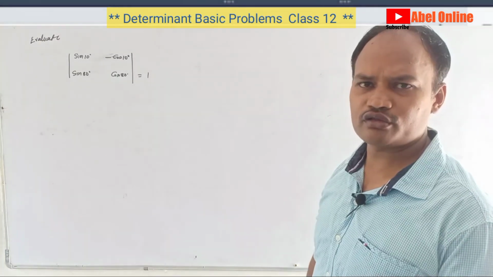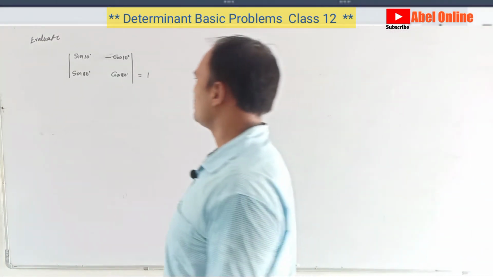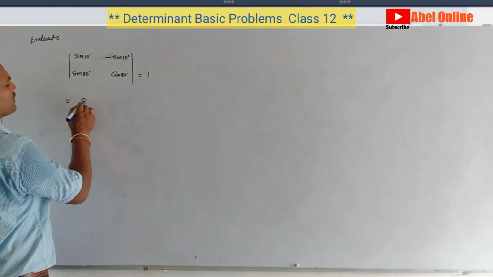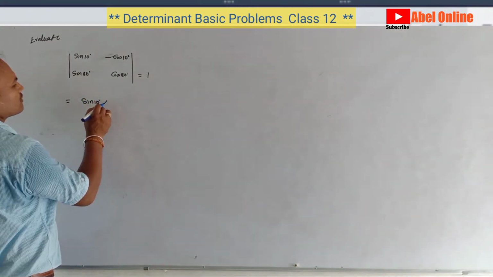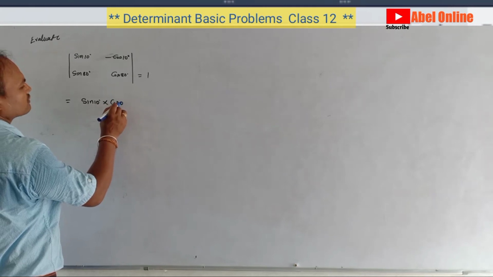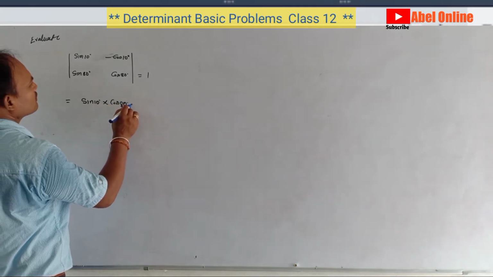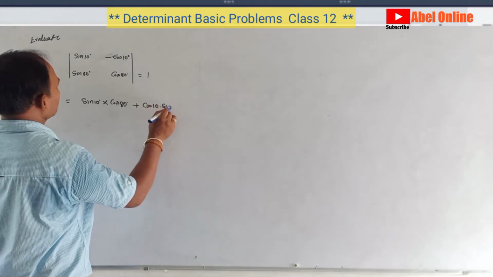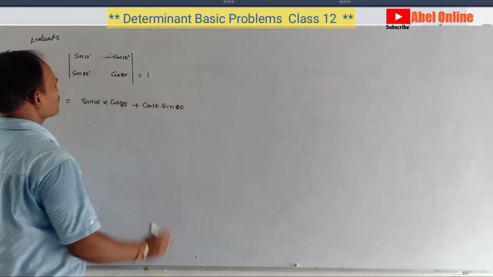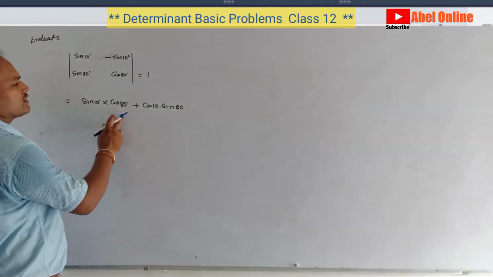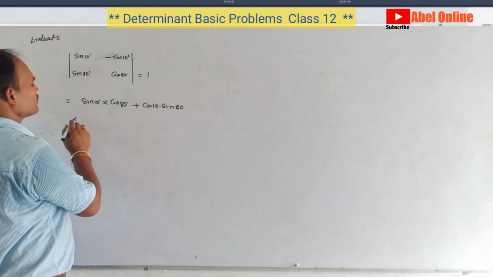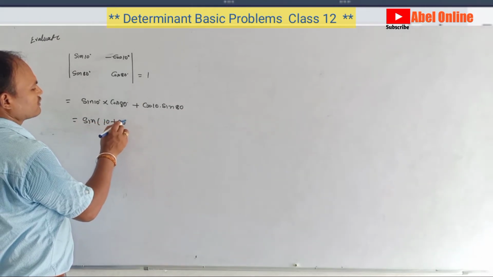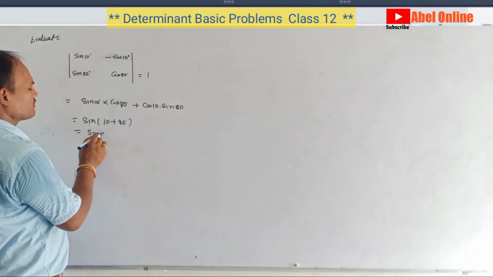It is very simple to solve this question. How? We just multiply to each other. Sin 10 multiplied by cos 80 plus cos 10 multiplied by sin 80. So students, sin A cos B plus cos A sin B is the formula of sin(A plus B). So we can say that it is sin(10 plus 80) degree, so it is sin 90 degree.